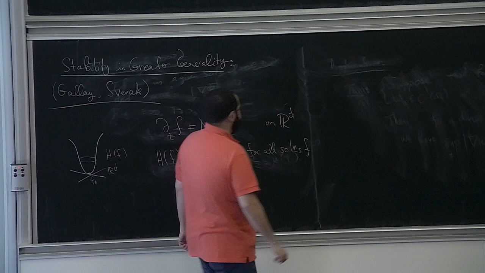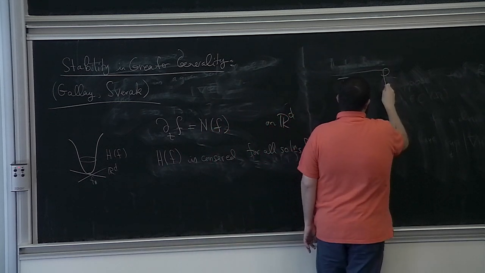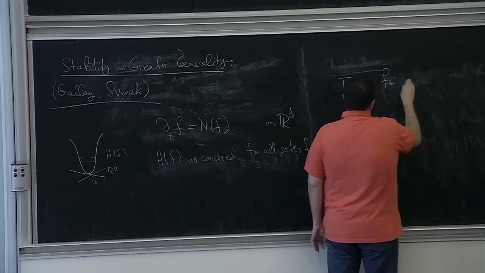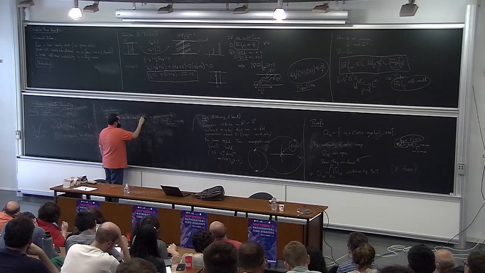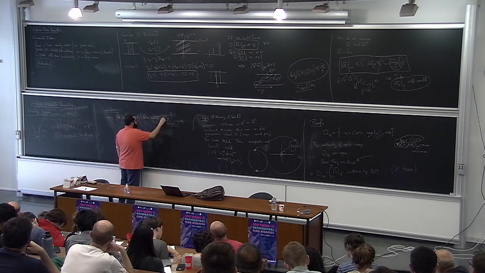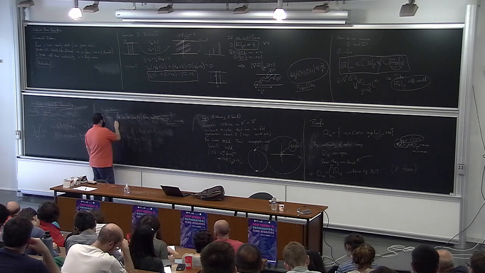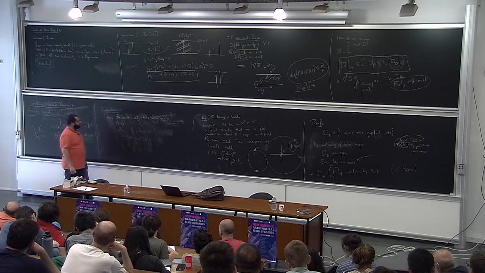Then f star is a steady state of the equation, so N of f star is 0, and Lyapunov stable.